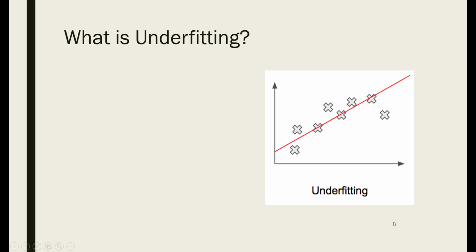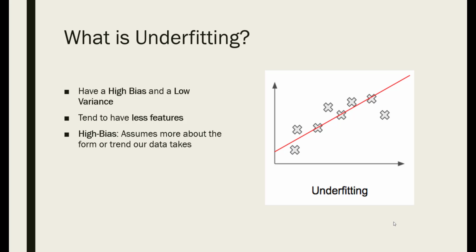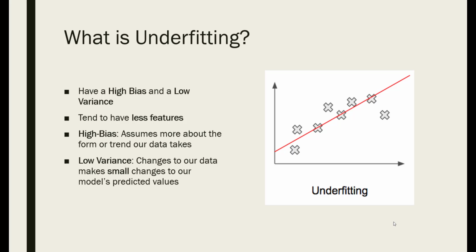Let's get into more detail on what underfitting is. Underfitting will have a high bias and a low variance, and it generally will have fewer features. So if your training dataset has fewer features, then it might result in underfitting. High bias means that the model assumes more about the form or trend the data takes, and hence the accuracy of the output will not be good. And low variance means that whatever changes you make to the data, it makes only small changes to the predicted values.